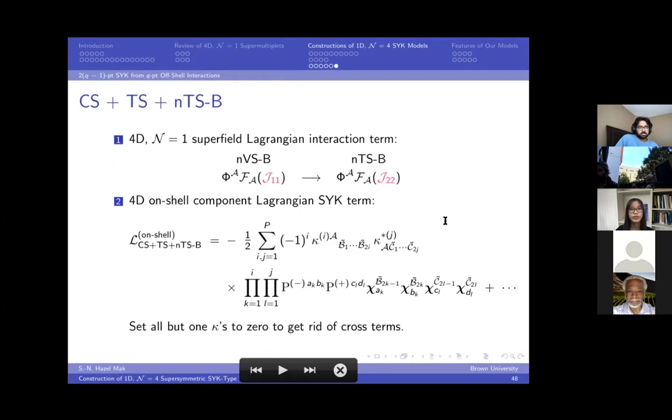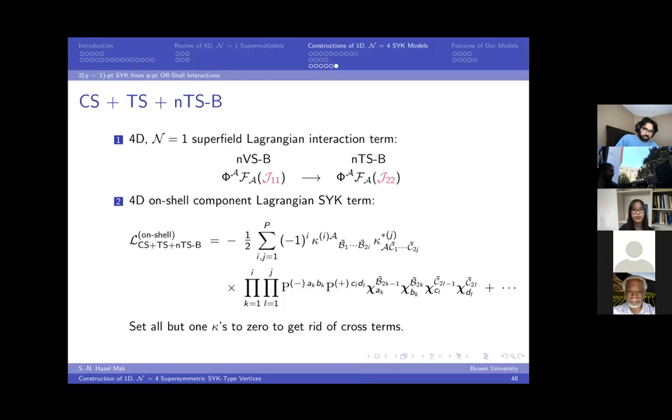And for tensor, what we do is just replace the arguments of this polynomial from the vector chiral current to the tensor chiral current. The only difference is you replace the fermions by the fermions from tensor supermultiplets.